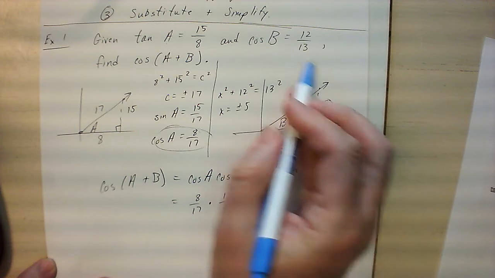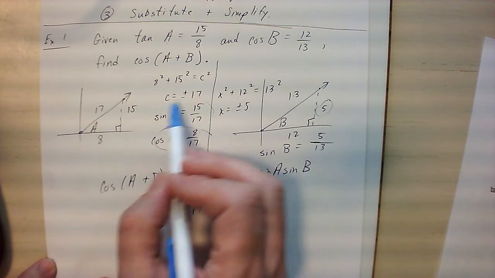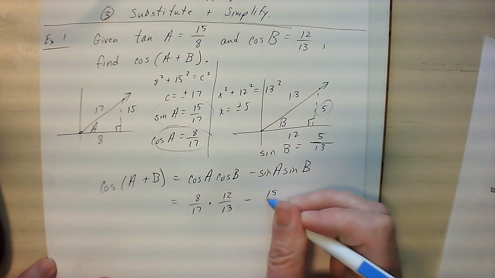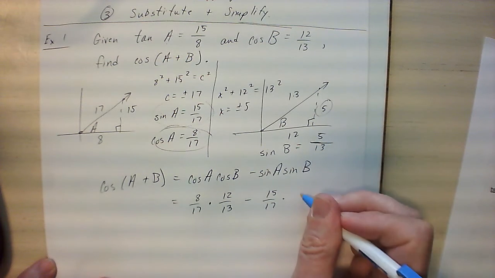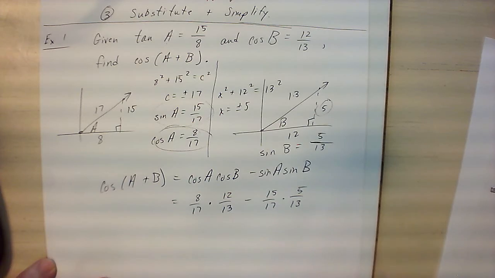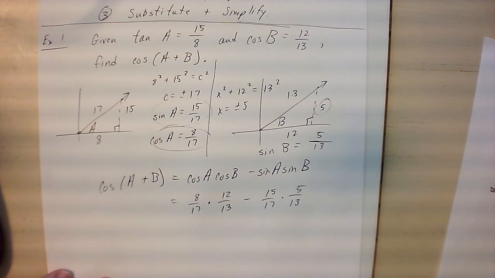minus sine of angle A, where was that at? There it is, I wrote it down right there, 15/17. And then sine of angle B is right above, 5/13. Okay, we're ready to simplify this.